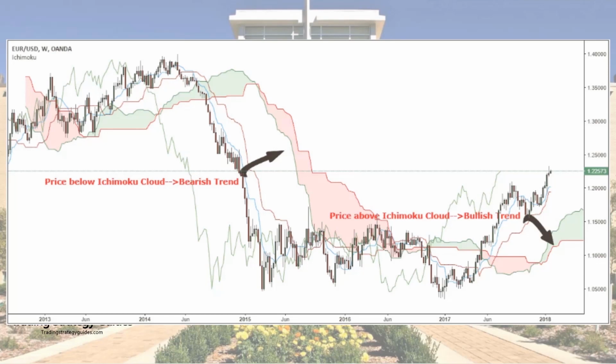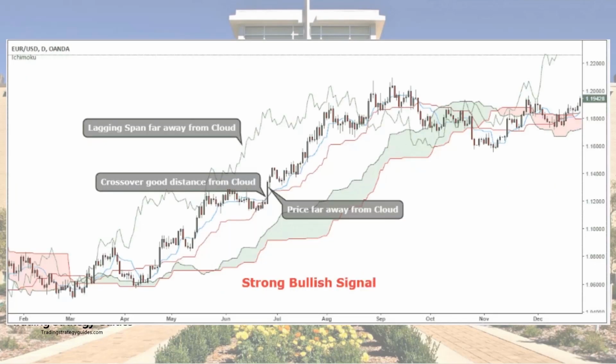In addition, the Ichimoku charting technique provides bullish and bearish signals of various strengths. When the conversion line crosses the baseline from below, it is considered a bullish signal. When the conversion line crosses the baseline from above, it is considered a bearish signal. The strength of the Ichimoku trading signals can be determined by 3 factors.